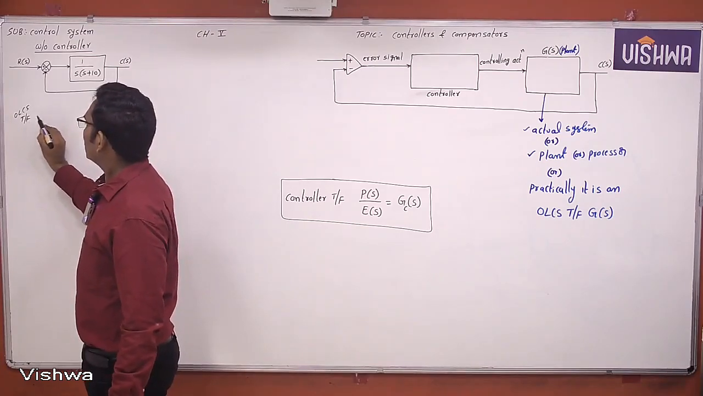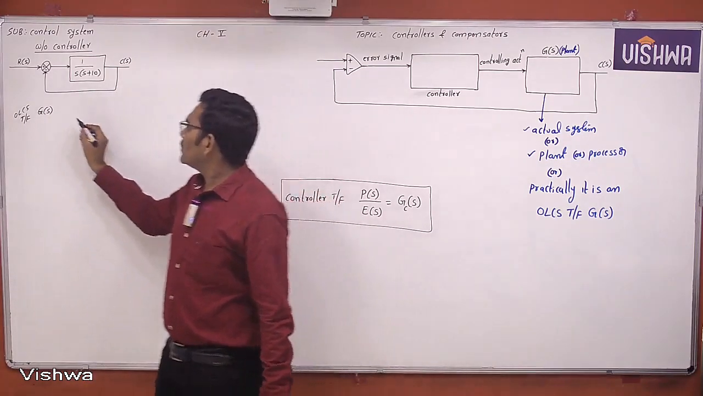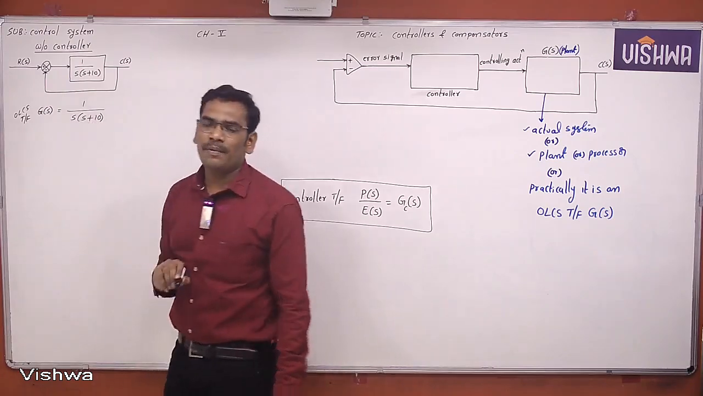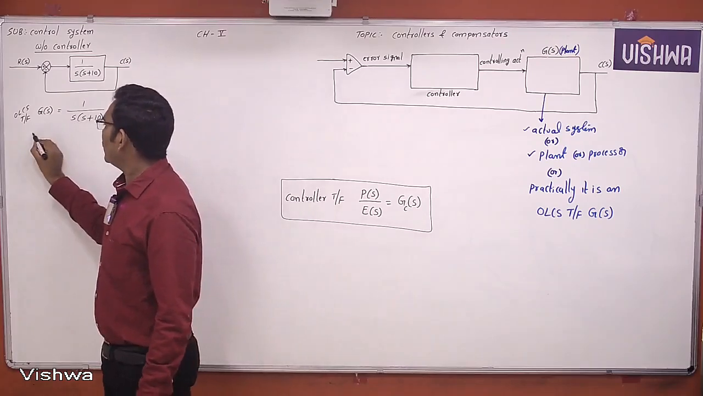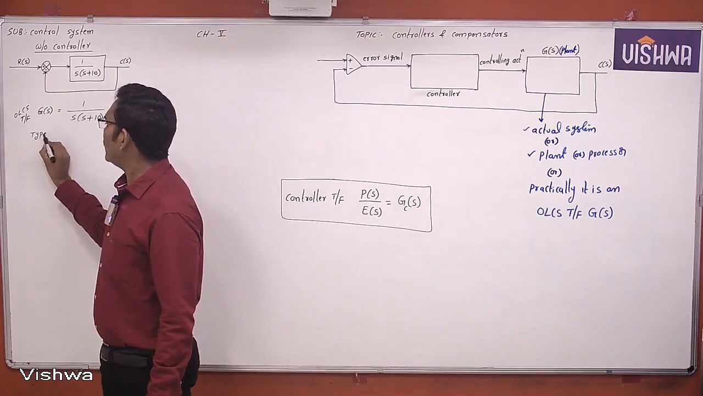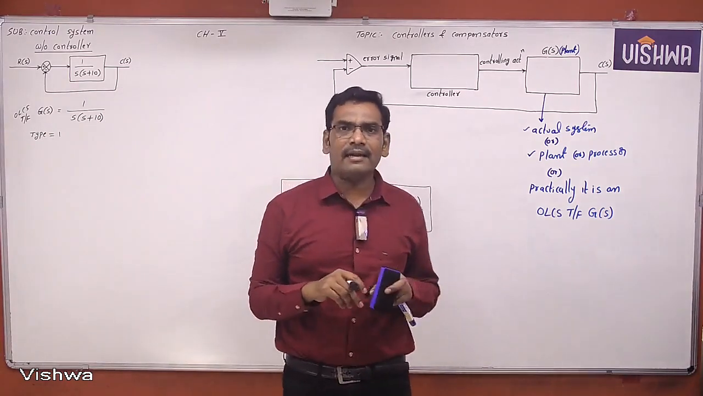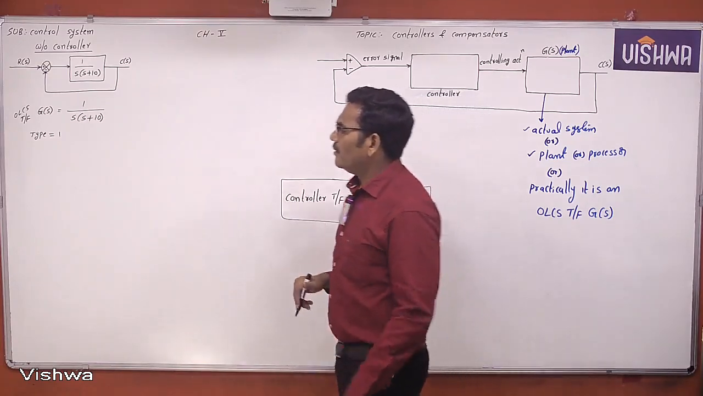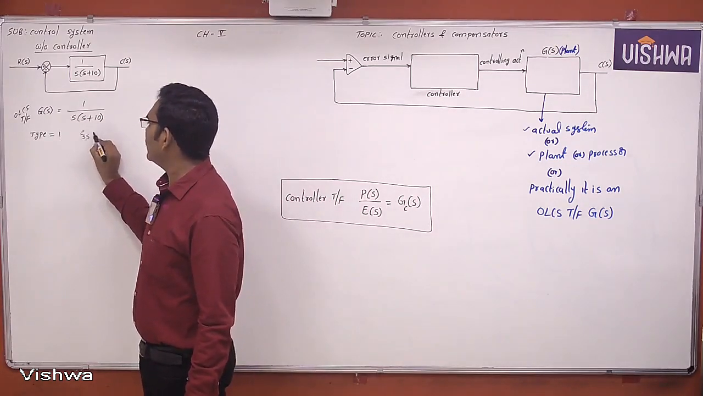Let us assume this is the open loop control system transfer function G of S, which is nothing but 1 divided by S into S plus 10. The number of open loop poles available at origin is 1. Therefore, this is type equal to 1. You know that the type and steady state error are interlinked. When type is more, steady state error is less. But here the type is somewhat less, therefore I may expect that the steady state error is somewhat more.